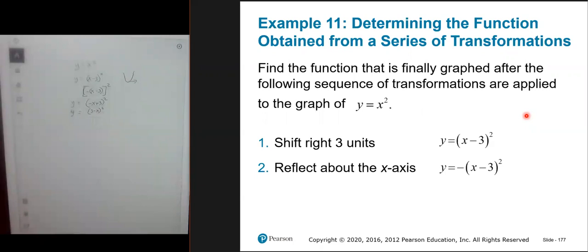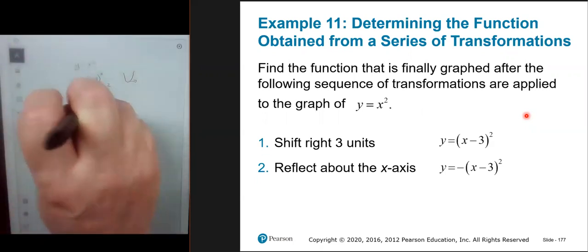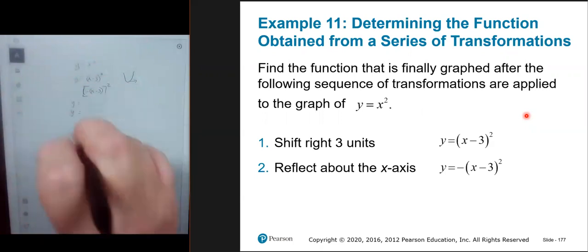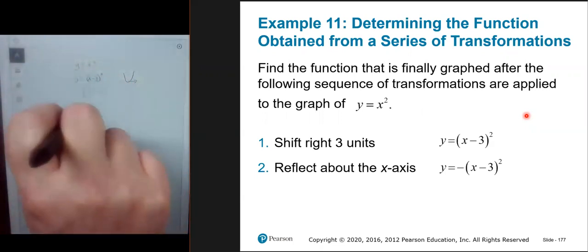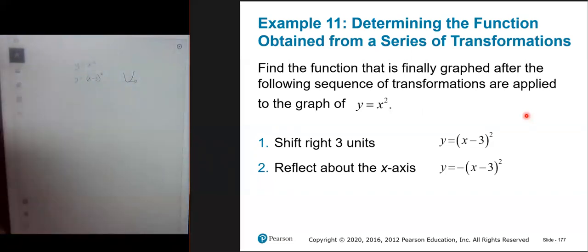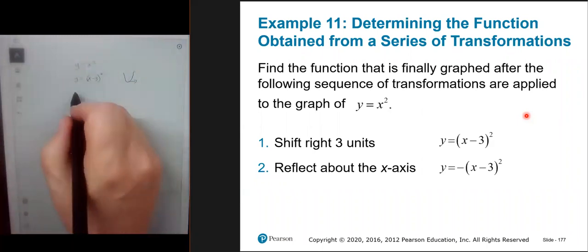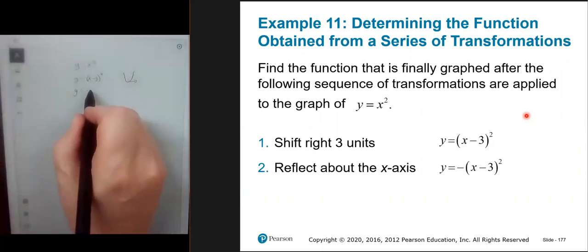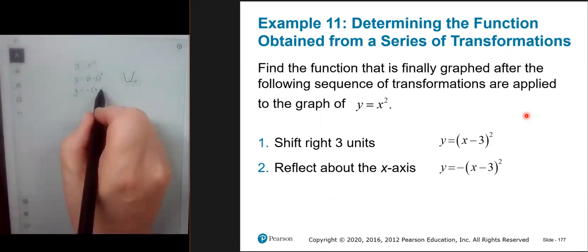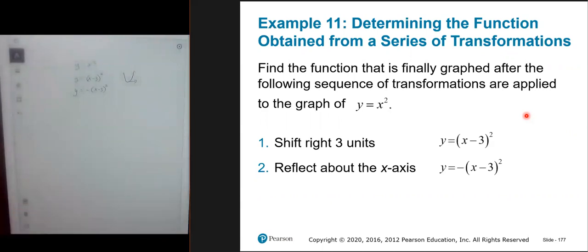Reflect about the x. Oh, I misunderstood. I totally misunderstood. A reflection about the x-axis means we're changing the y values. We're changing the sign on the y values. So that's going to be the negative of these y values. In my head, I was thinking across the y-axis. I don't know why. Because it was x.